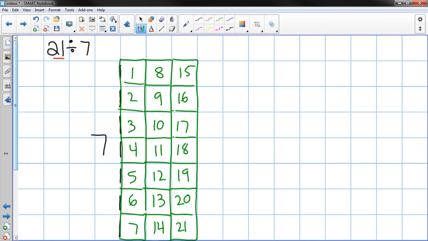Because I was making a rectangle with an area of 21 and one of the dimensions 7. So I got it. Now I just have to figure out how many columns I have. Well, there's 1, 2, 3. My answer is 3. So 21 divided by 7 is 3. The area of this whole thing is 21.